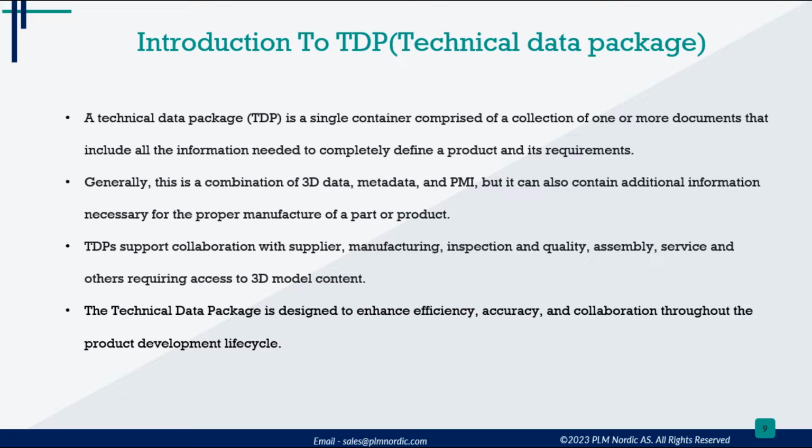Introduction on Technical Data Package. A technical data package, TDP, is a single container comprised of a collection of one or more documents that include all the information needed to completely define a product and its requirements. Generally, this is a combination of 3D data, metadata, and PMI, but it can also contain additional information necessary for the proper manufacture of a part or product. TDPs support collaboration with supplier, manufacturing, inspection and quality, assembly, service and others requiring access to 3D model content. The technical data package is designed to enhance efficiency, accuracy, and collaboration throughout the product development life.